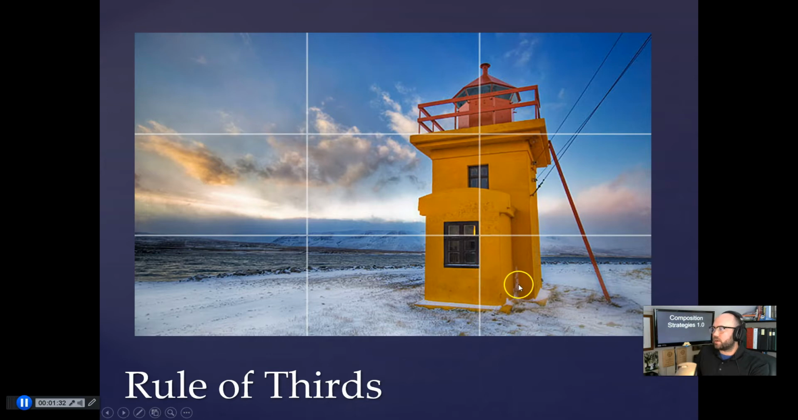So for instance, here we have what looks like some kind of lookout tower. It might be on a beach. It looks like that's water there. And so that lighthouse or lookout tower is placed along the right third of the image. Now, you could actually put it down here as well or up here, but the idea is just that you're trying to switch it up from being right dead center of the frame. That's what you don't want in a rule of thirds composition. Now, if it's on this side or this side, that doesn't really matter, but you're just trying to not put it right in the dead center.